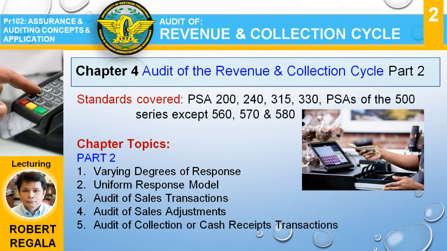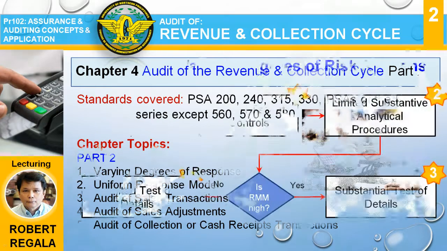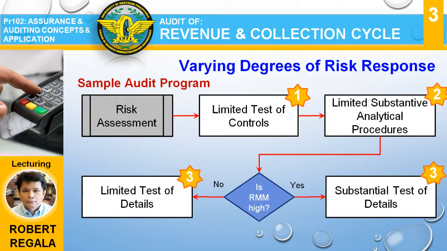After that, we will then apply that four-area model within the audit of revenue cycles, sales adjustments, and cash receipts transactions. And so we're off to discuss the first topic of the audit of the revenue collection cycle, part 2, in slide 3. Varying degrees of response to risks.